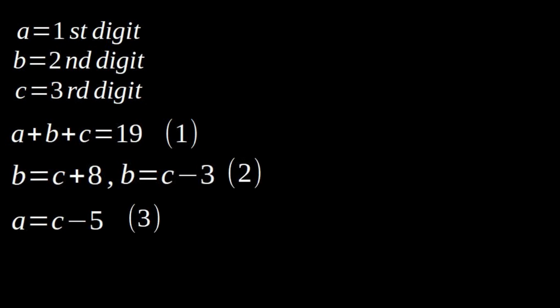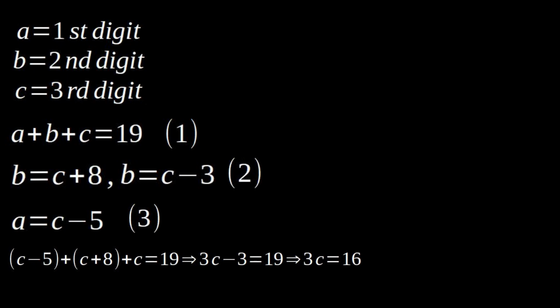Now first let's look at the first scenario of equation 2, which is B equals C plus 8. So we plug in the second equation and the third equation into the first equation, and it becomes C minus 5 plus C plus 8 plus C equals 19. And we do the calculations, and we end up with C equals 16 over 3, which is a non-integer. All these variables have to be integers. So we eliminate the first scenario, so the second scenario has to be true.